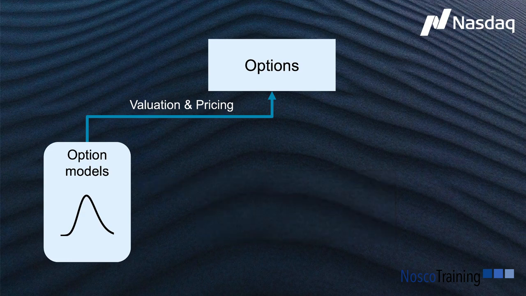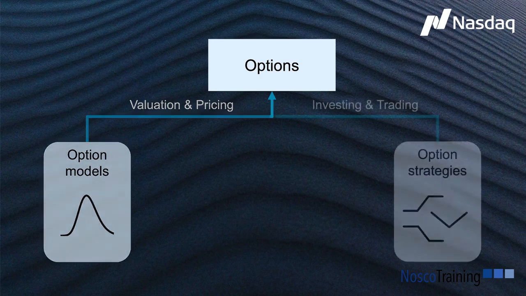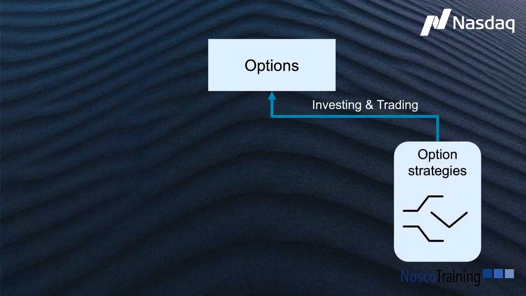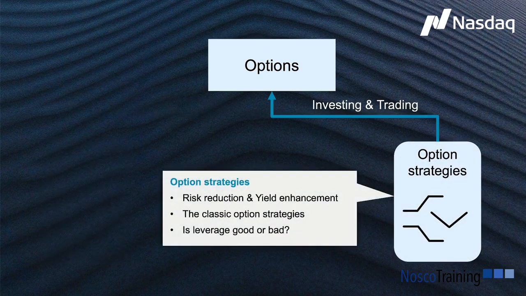Now that we understand the operational and valuation side of the option business, it's time to focus on how options are used in investing and trading. We first explain how investors use options in combination with the underlying asset to reduce risk or generate more cash income. We then introduce the classic pure option strategies that can be used to express market views with minimal capital investments but potentially high leverage.